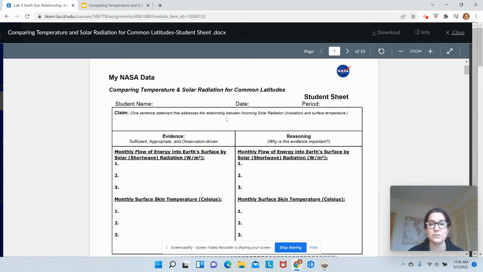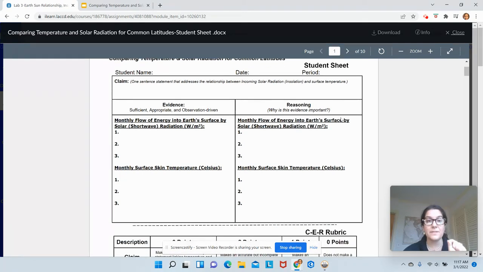One sentence that addresses the relationship between the incoming solar radiation and the surface temperature. Remember, you are being given that information for each city. One card that explains the incoming solar radiation and one card that explains the surface temperature. Then, you're making a claim or a guess or a hypothesis, however you want to call it.